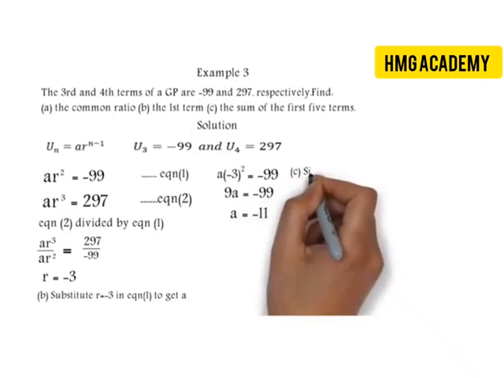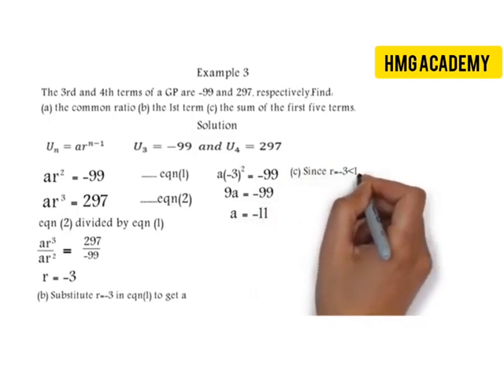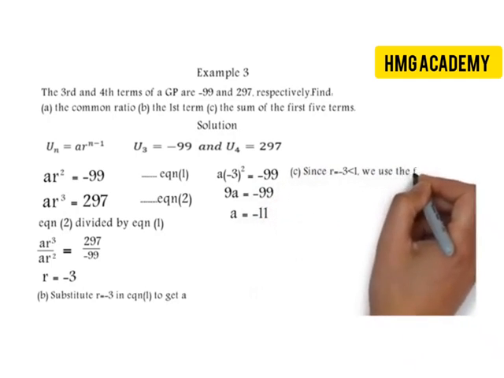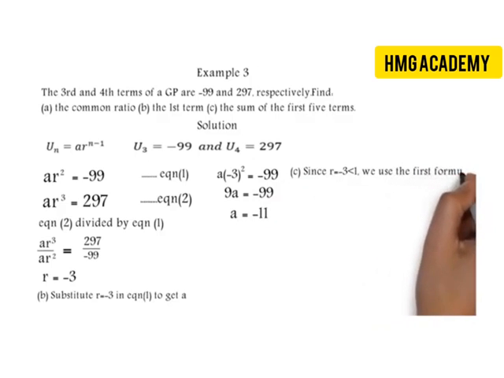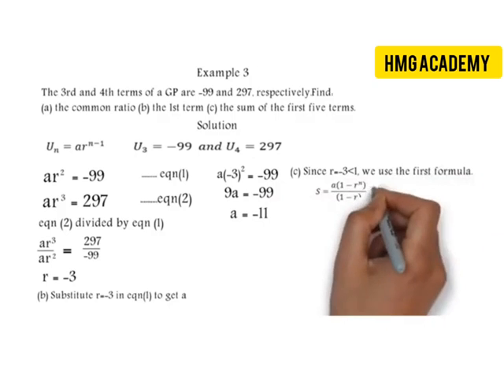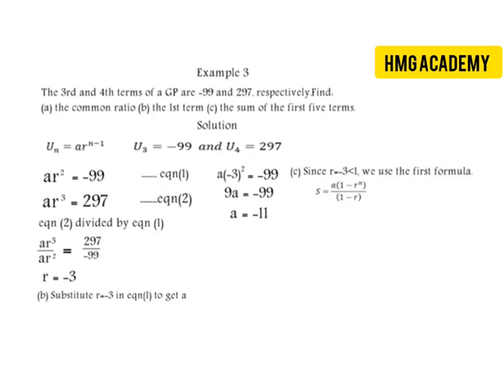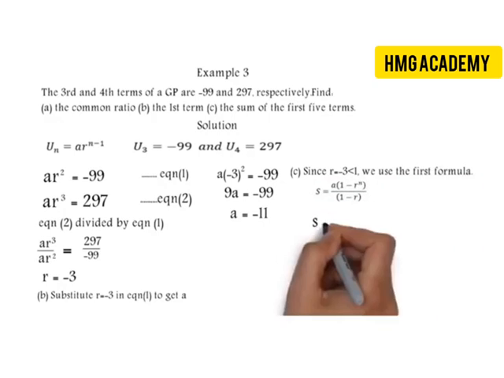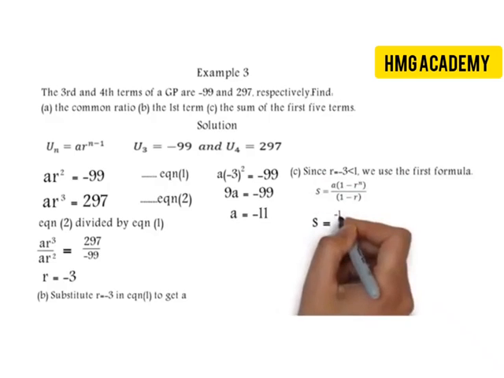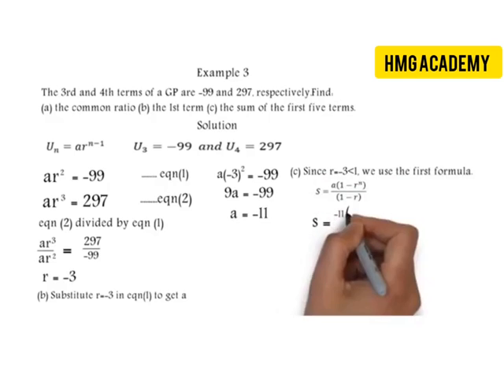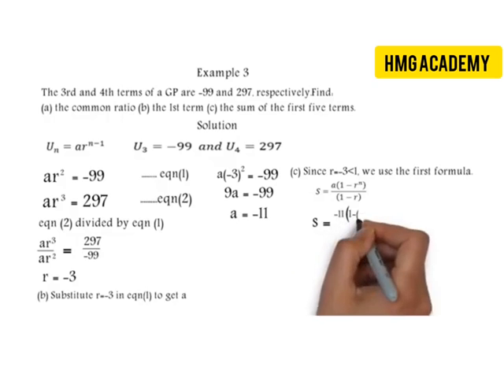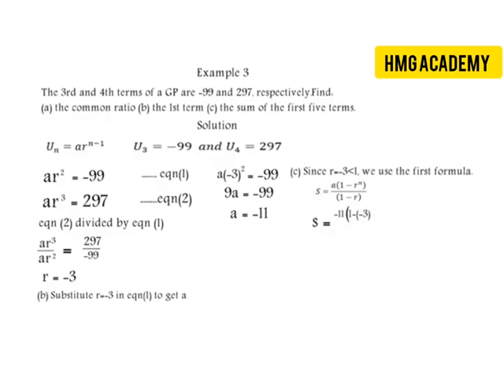So lastly, let's find the sum. Our common ratio is minus 3, which is less than 1. So we are going to use the first formula under the sum. And this is the formula right there. We are just going to substitute each of those values. So a will be equal to our a is minus 11 open bracket 1 minus open bracket minus 3 raised to power, our n is 5, since we are looking for the sum of the first 5 terms, all over 1 minus minus 3.